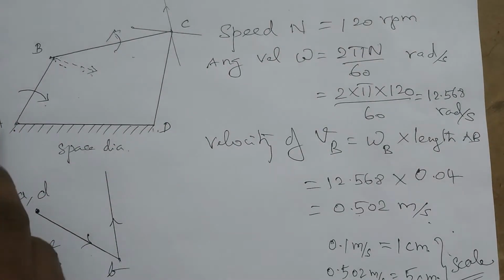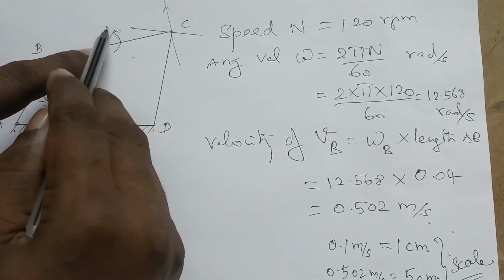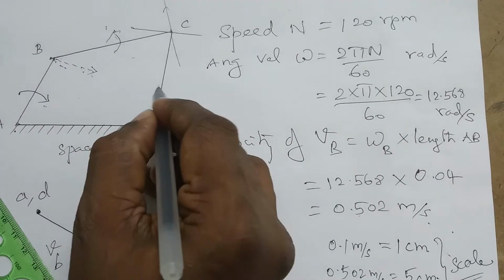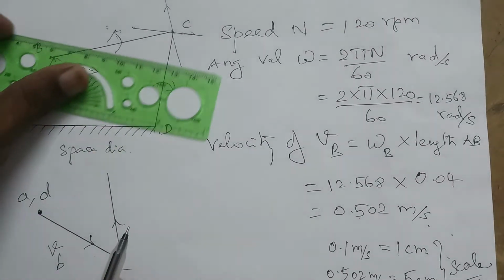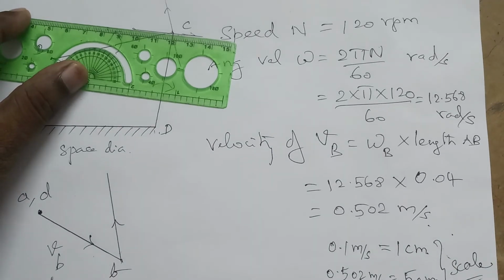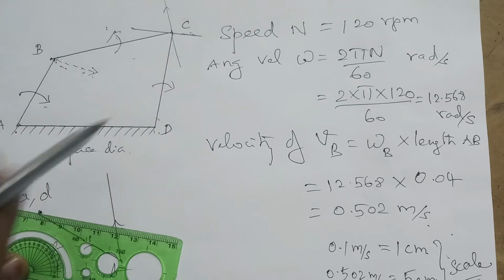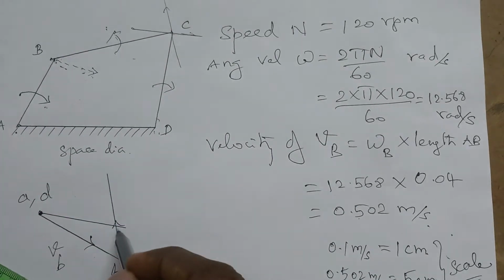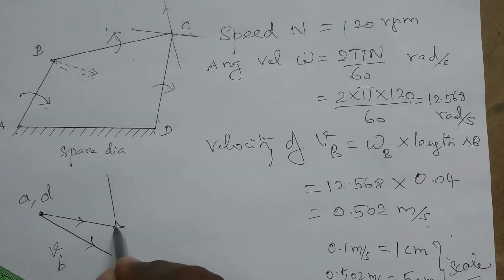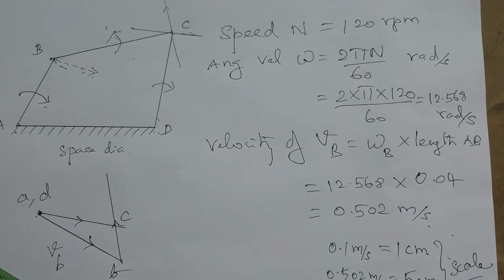I told you, when the input link is rotating clockwise, the other link will be acting anti-clockwise, and this will be rotating clockwise. So the direction will be in this direction. Now place your ruler here and slowly move towards the point D. Since C with respect to D, D is already here, so from here you have to generate a line like this. This velocity will intersect at this particular point. So this is C, so A, B, C, D. Now our velocity diagram is over.